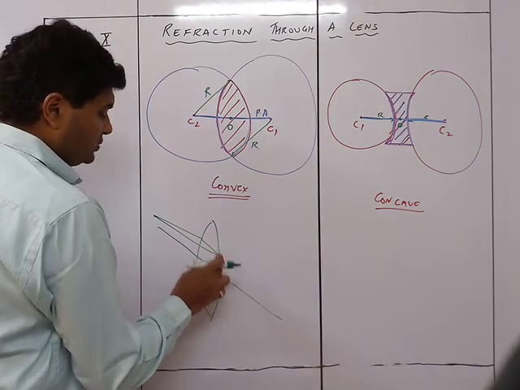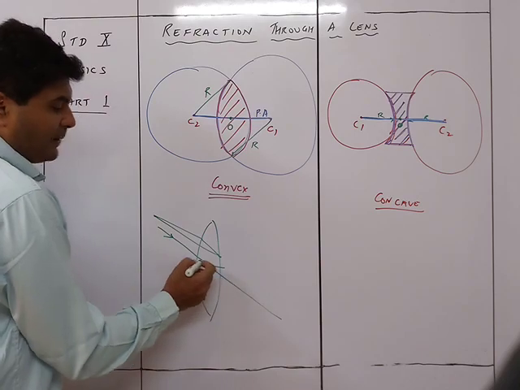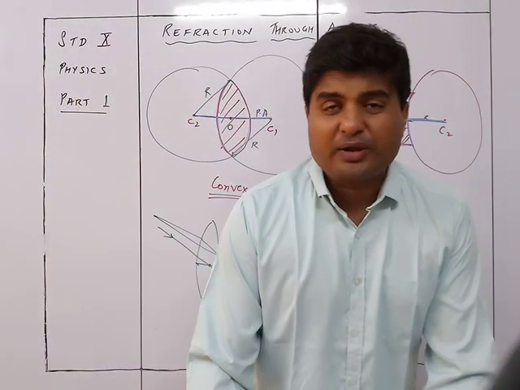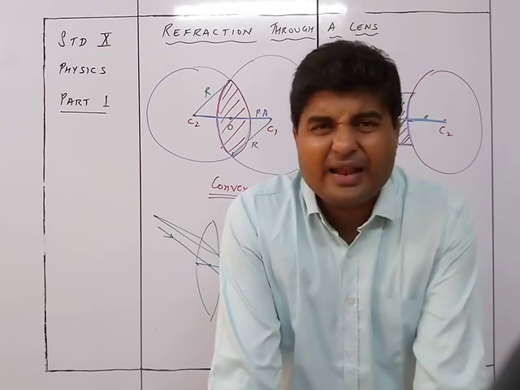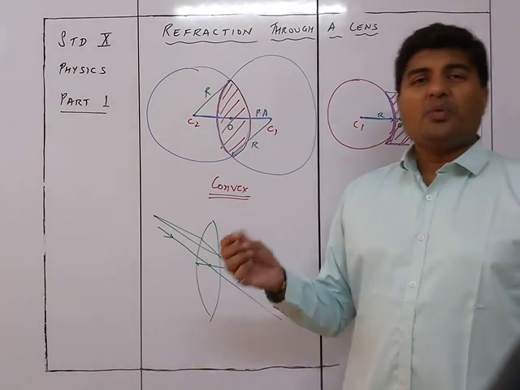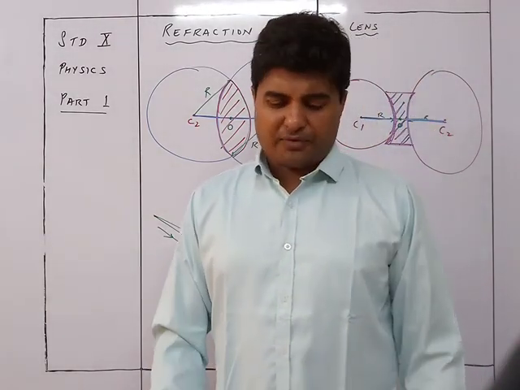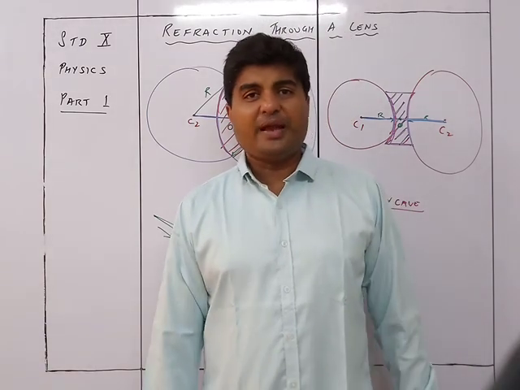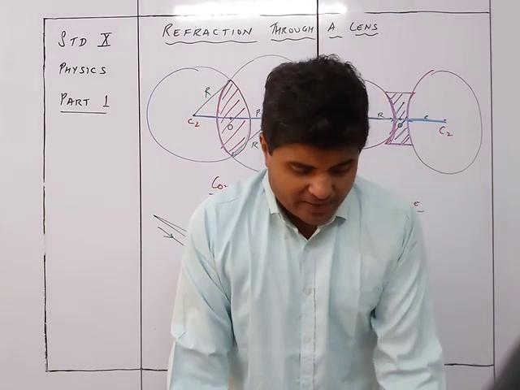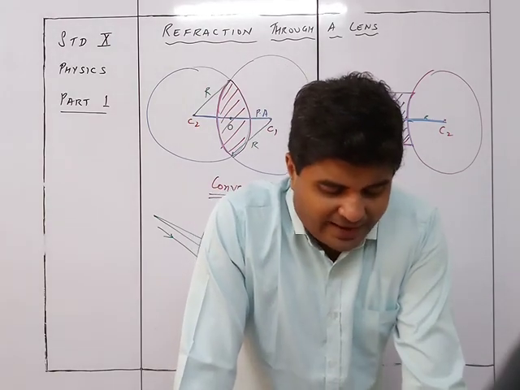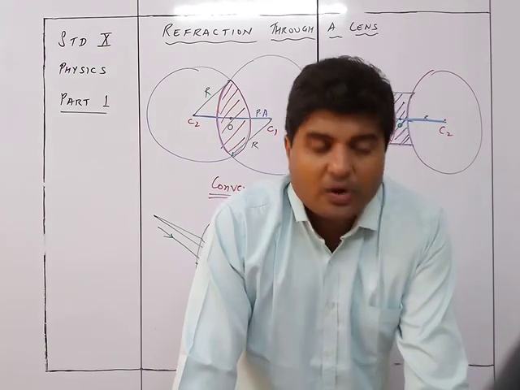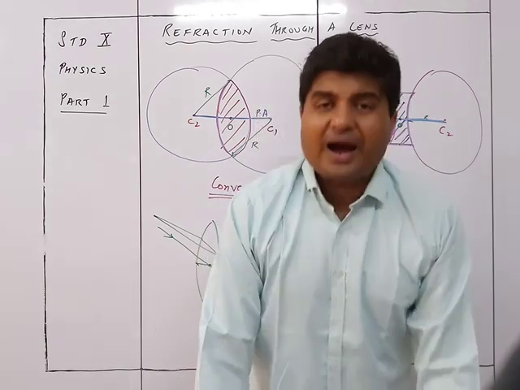So we are not talking about this. If the ray of light passes through the optical center, it will go undeviated. Because it is a thin lens, there will be a very small amount of lateral displacement, which we consider negligible, and we consider that the ray of light is passing straight. So a ray of light directed towards the optical center in a thin lens can be considered to pass through the lens undeviated and undisplaced.